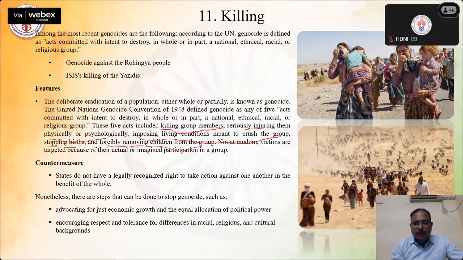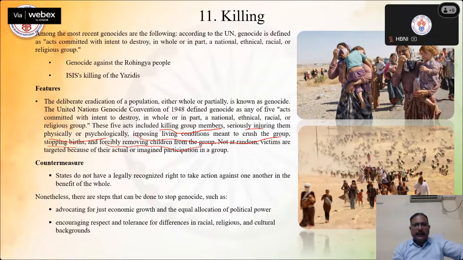Killing group members, you kill the group members. Seriously injuring them physically or psychologically. You have seen certain movies which have come up right now, showing what people can do to our mindset. They completely change us. We will not be able to believe in our own beliefs. Imposing living conditions meant to crush the group, stopping births. You are not allowed to give birth to your whole culture or region. And forcibly removing children from the group. Children are removed, everything will be stopped.